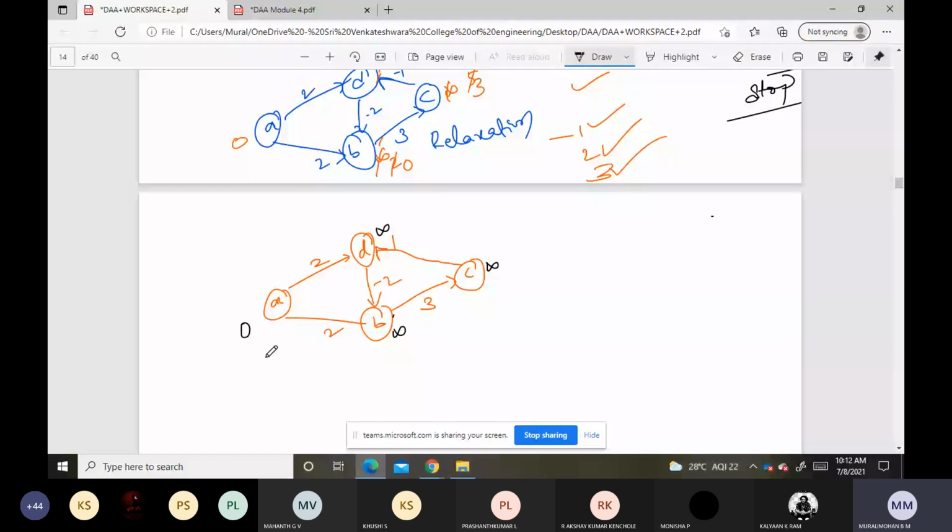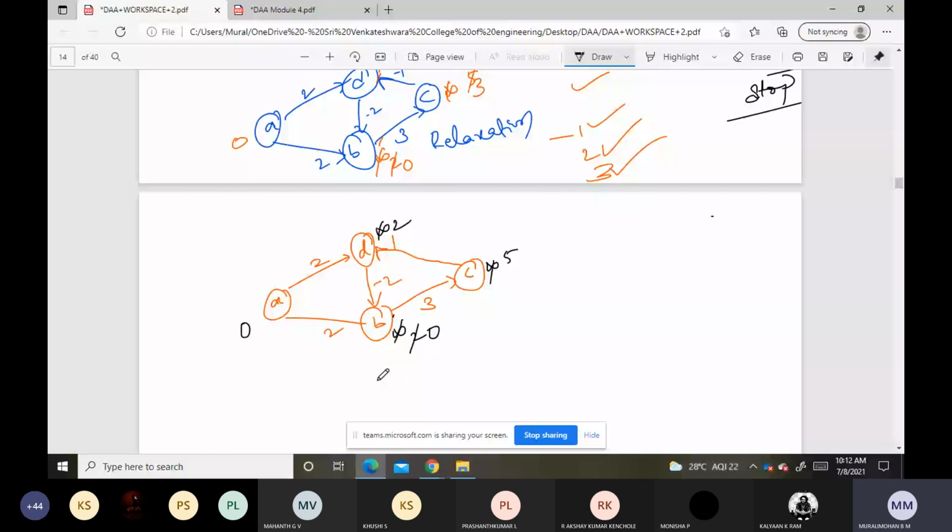So 0 plus 2, yes, it is changing. So here 0 plus 2, yes, it is changing. Okay, next time. So 2 plus 3, 5, right? 5 plus 1, 6. It is not changing. So 2 minus 2, 0. Okay, one cycle is finished.